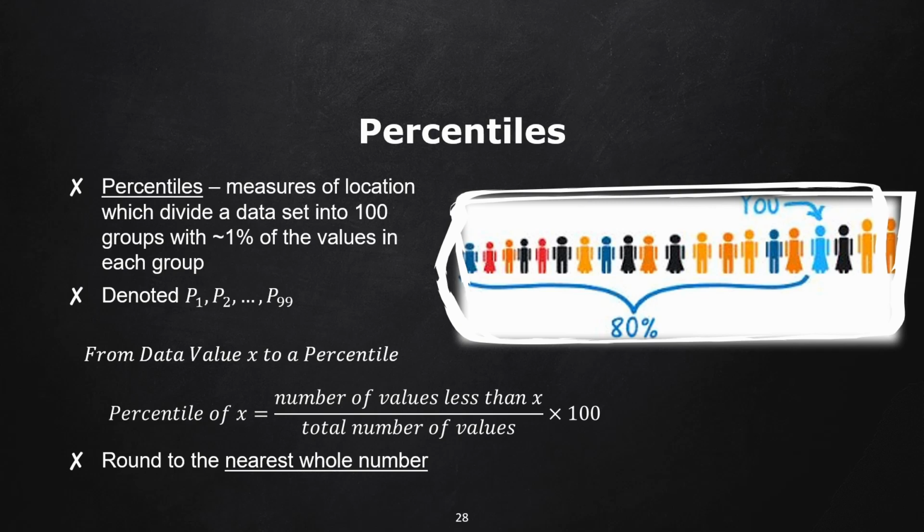So the percentile formula here is percentile of x is equal to the number of values less than x divided by the total number of values and multiplied by 100. And the rule for this specific formula is to round to the nearest whole number. Now, there is no consensus on how to find a percentile. Your book may have a completely different method for finding these, so just be wary of that. I'll be using this method here, and I will show you how to do it.